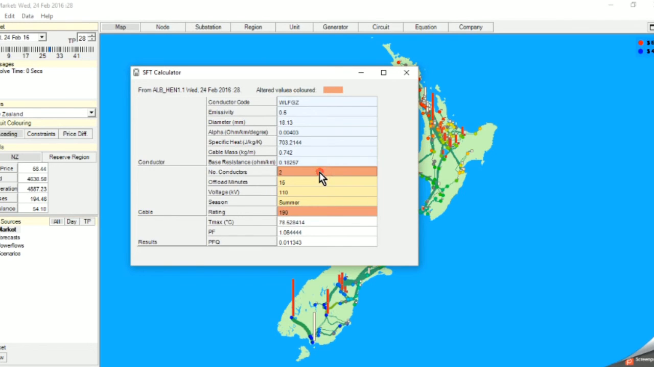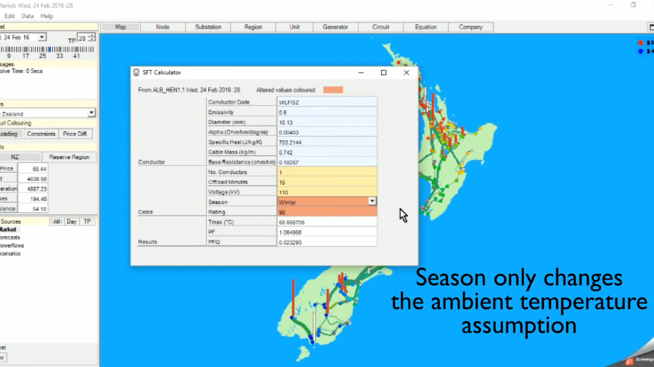Now let's go back to the original configuration. So that's one conductor and a rating of 96 megawatts, which gives us a Tmax of around about 80 degrees C. What's the impact of changing the season? Let's go to winter. We have now a significantly lower Tmax. Now what changing the season does, and the only thing that changing the season does, is change the assumption around the ambient temperature. Summer assumption is 30 degrees C, shoulder 25 degrees C, and winter 20 degrees C.